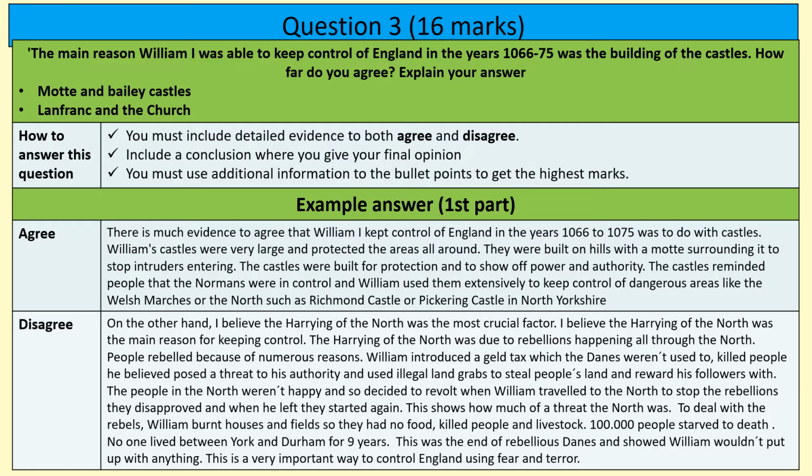So if you really don't know a bullet point, it's fine just not to write about it. You don't have to write about the bullet points, they're just there to guide you. What you do have to do is go beyond the bullet points and have your own knowledge outside of the bullet points. So for this question, you need detailed evidence to both agree and disagree. Some people talk about point, evidence, explanation and link. But as long as you've got that detailed evidence and you're explaining your answer and you're analysing how important the different causes are, then you're going to do really well on this question.